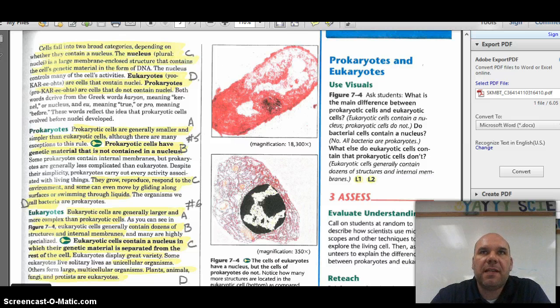We know depending on what category of cell we're talking about often determines whether or not they have a nucleus. To start, for bubble C, we're going to talk about a nucleus. So the nucleus is a large membrane enclosed structure that contains the cell's genetic material. We know that as DNA. Okay, so what types of cells have a nucleus and what types of cells don't? So for bubble D, we're going to identify this difference. We know that eukaryotes are cells that contain a nucleus, while prokaryotes are cells that do not contain a nucleus.